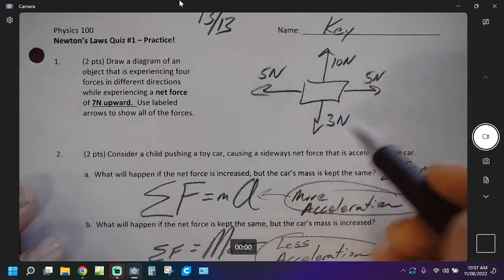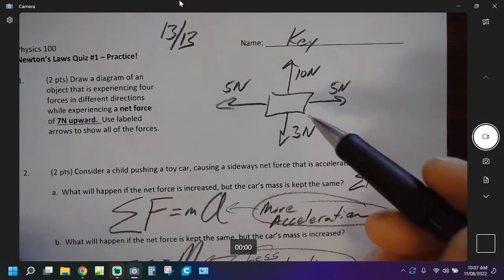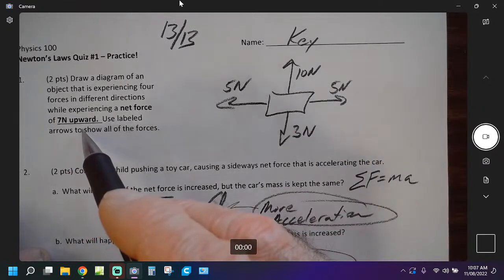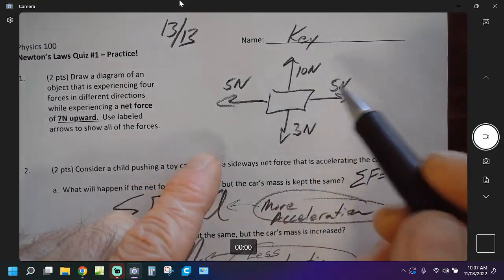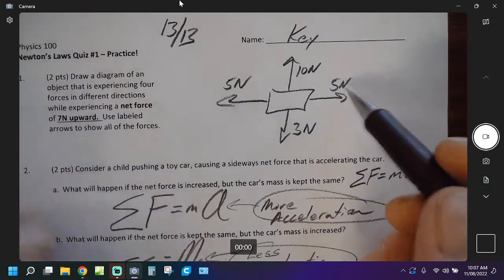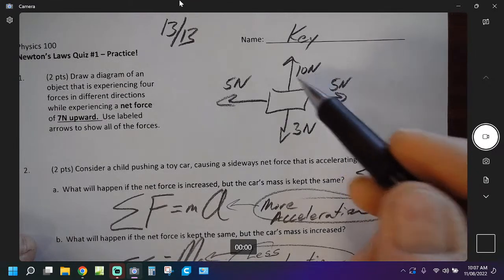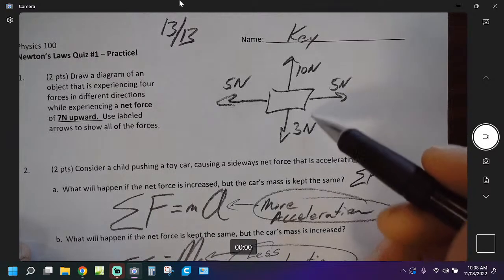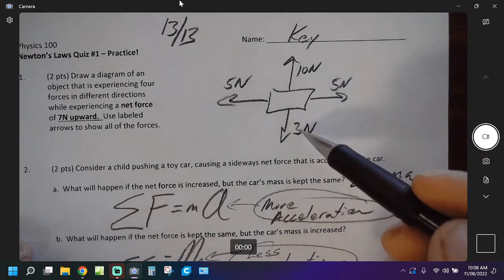So number one should look something like this. You can really have your forces going any way you want, but they need to add up to 7 newtons upwards. The reason this works is because these two forces are the same, and they cancel out. This is positive 5, this is negative 5, so if you add those, you get 0. This is positive 10, this is negative 3, so you get 7 upward. It could be any numbers you want, as long as this is 7 more than that.